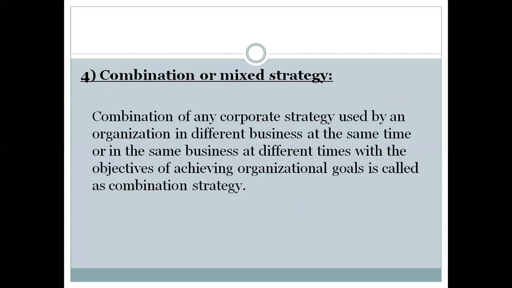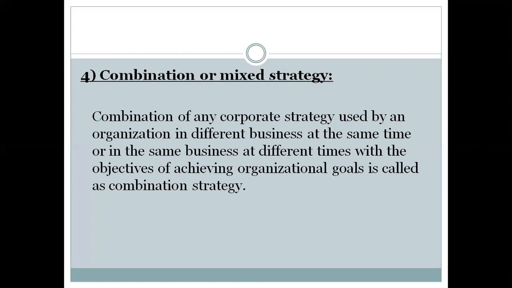Now, point number 4, combination or mixed strategy. A combination of any corporate strategies used by an organization in different businesses at the same time, or in the same business at different times, with the objective of achieving organizational goals, is called combination strategy. Yes, guys, it refers to an organization using different business strategies at the same time to develop its business, or sometimes we can say the same business with different strategies.